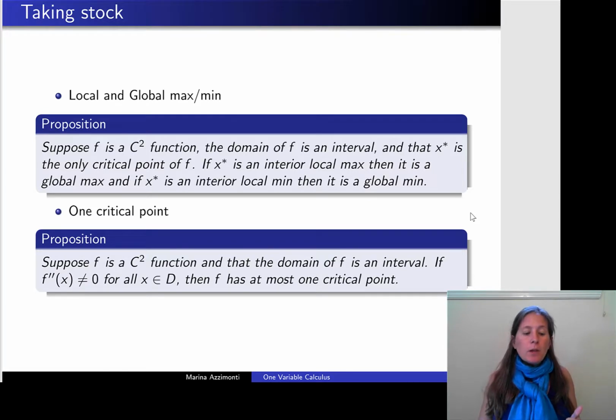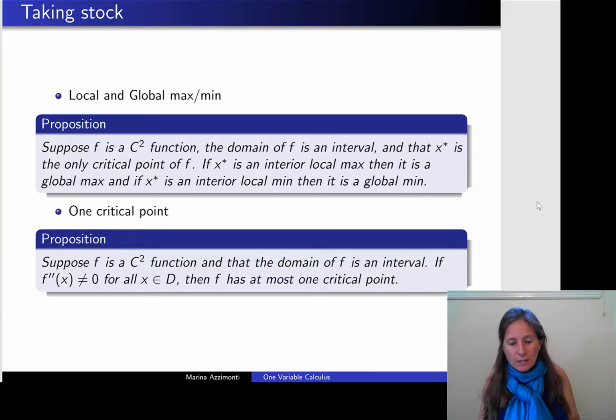First one, suppose that the function is twice continuously differentiable, the domain of f is an interval, and x* is the only critical point of the function. So if x* is the only critical point of a function, and it is an interior local maximum, then it is going to be the global maximum.